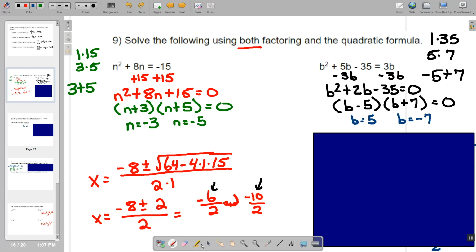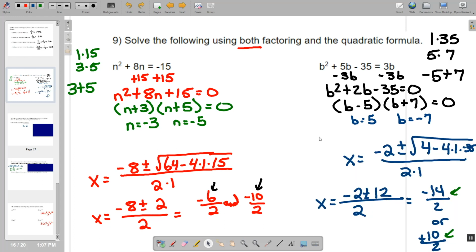Once again, if I use the quadratic formula, I end up getting -14 over 2, which is -7, and I get positive 10 over 2, which is positive 5. I get the same answer both ways.